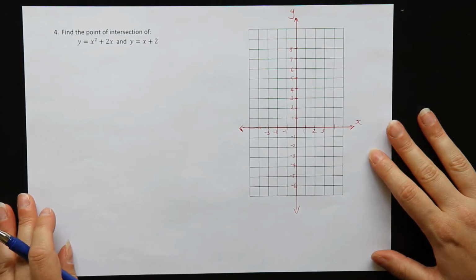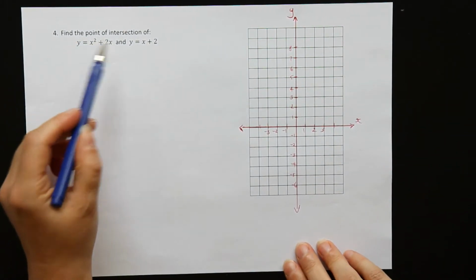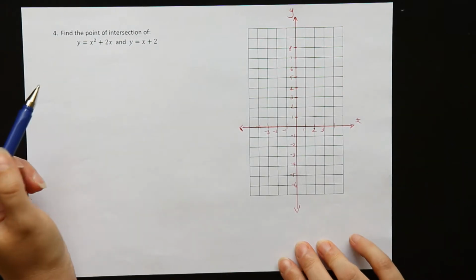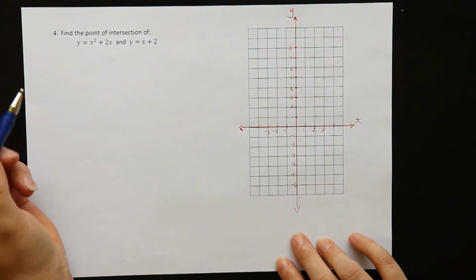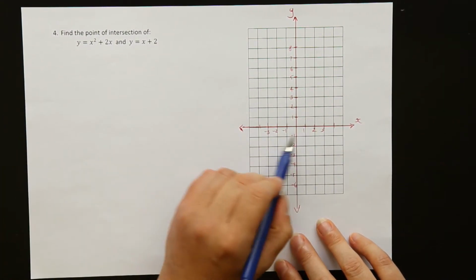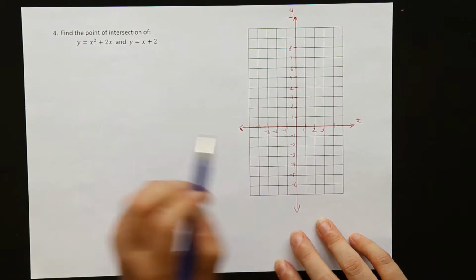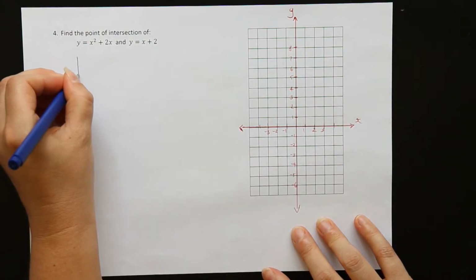Over the page, we have one more question here. Find the point of intersection of y equals x squared plus 2x and y equals x plus 2. To find a point of intersection, we're going to have to graph the lines. So I've drawn a Cartesian plane here. And to draw these ones, I'm going to have to do a table for each one.